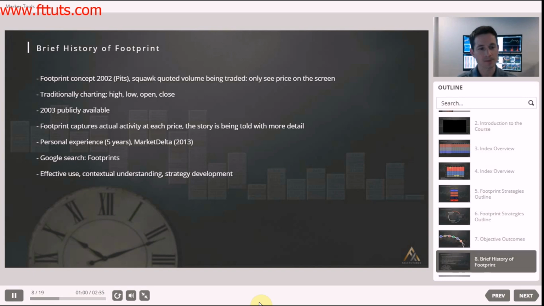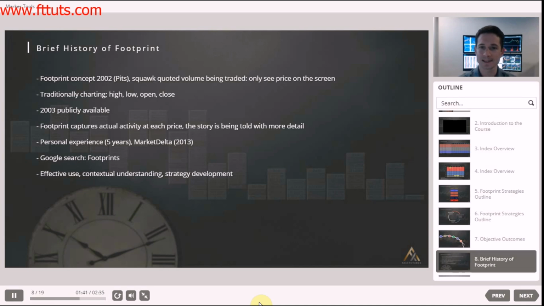In terms of what the footprint tool tells us, it effectively captures all the actual activity at each price. So in essence, it's telling a story in much greater detail at each price. Sometimes I like to summarize it as the footprint is nothing other than the physical interaction taking place between buyers and sellers over a number of prices. Now, in terms of my personal experience, I've been utilizing the footprint since pretty much 2012, 2013, which gives me roughly 5 years of personal experience utilizing the footprint tool.